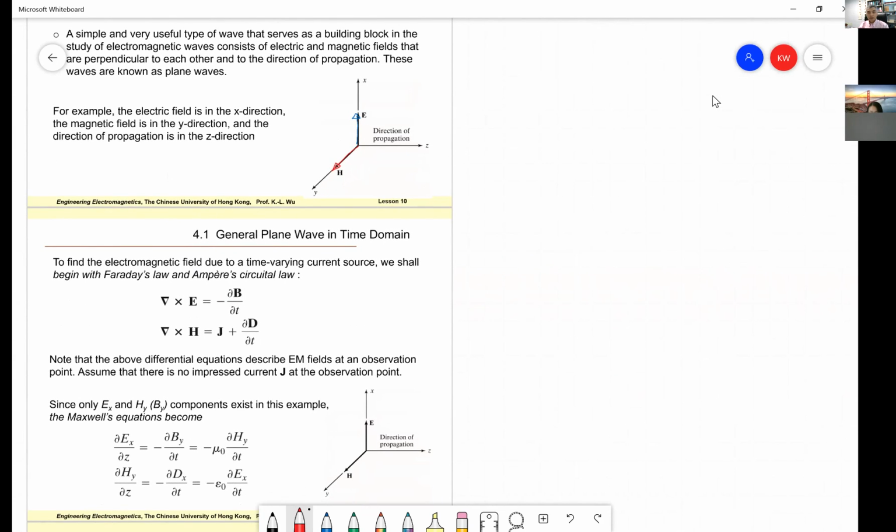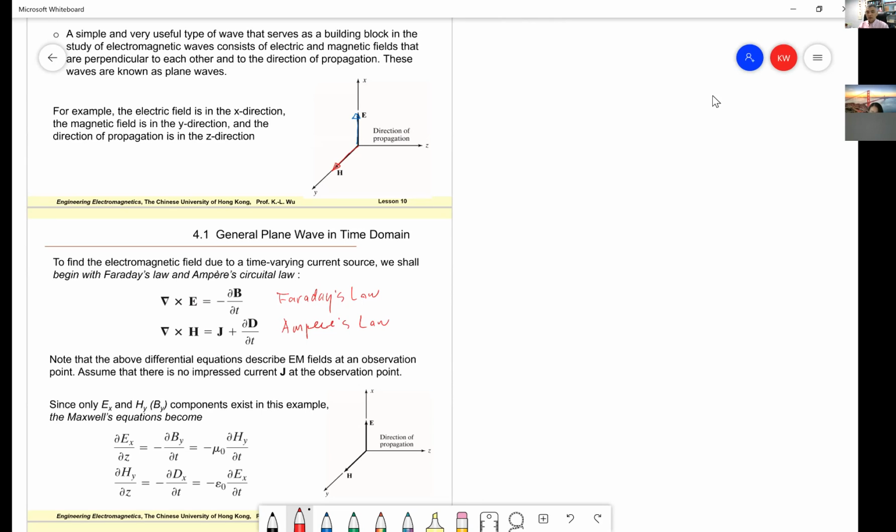We said let's deal with Faraday's law and Ampere's law. These two equations we need to deal with every day. Now let's take a close look at these two equations again.